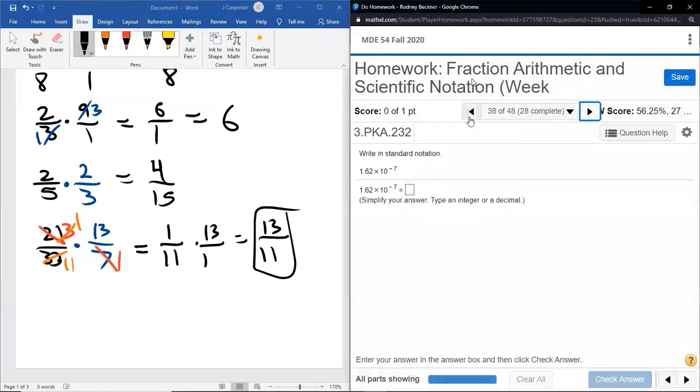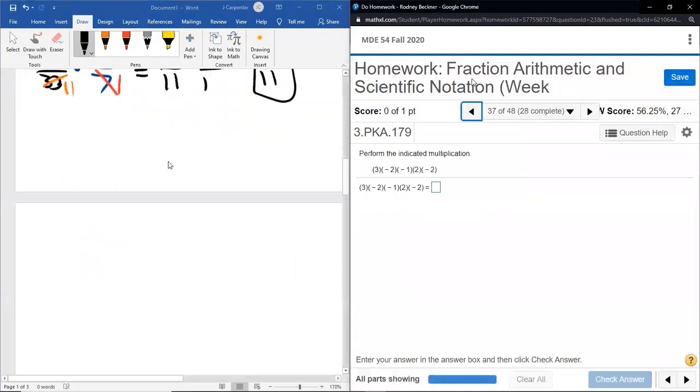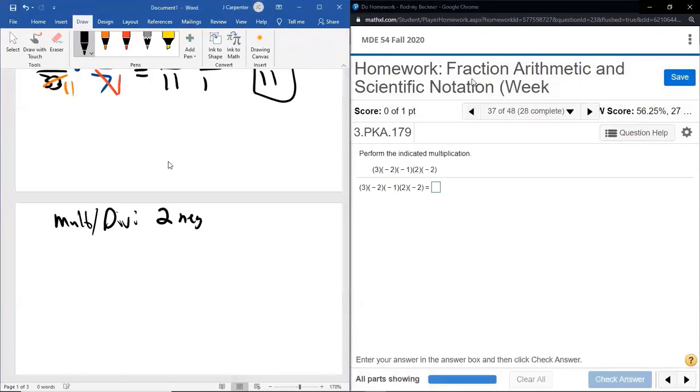This is just a random problem in here, just as a reminder of the signed arithmetic. Remember that with multiplying and dividing, 2 wrongs make a right is what some people like to say. It's that 2 negatives make a positive.